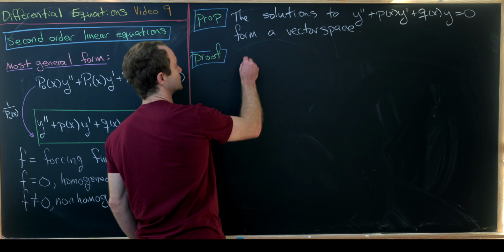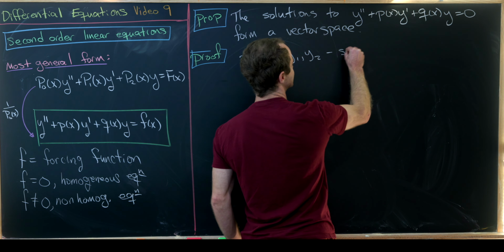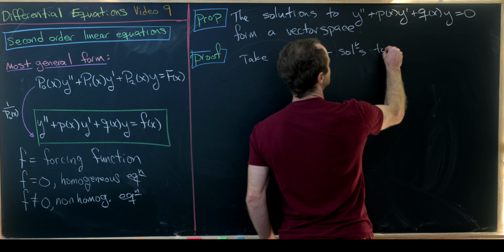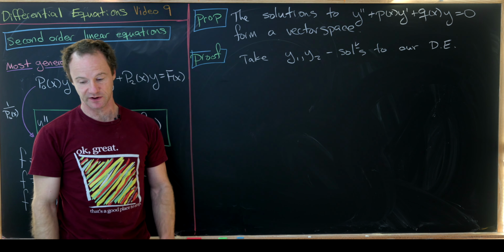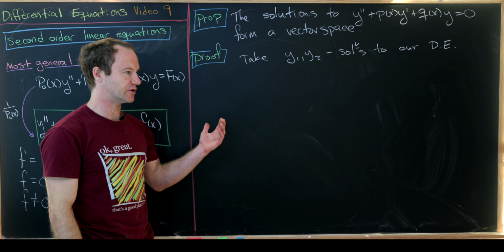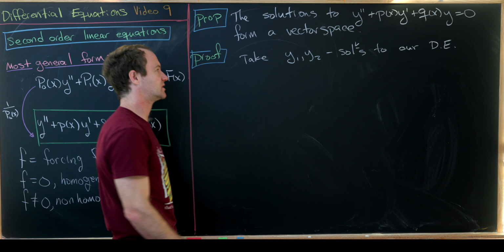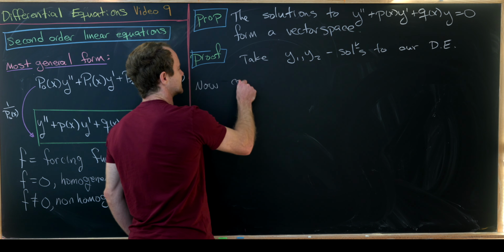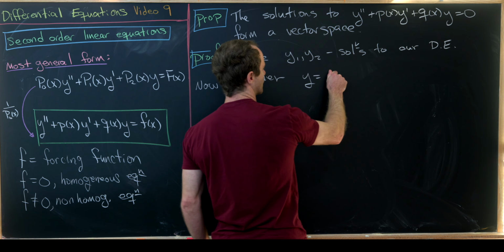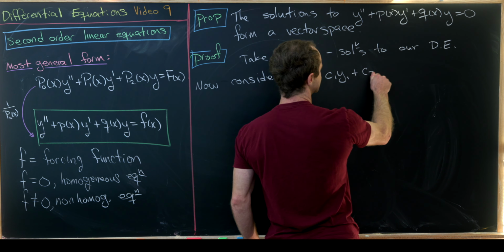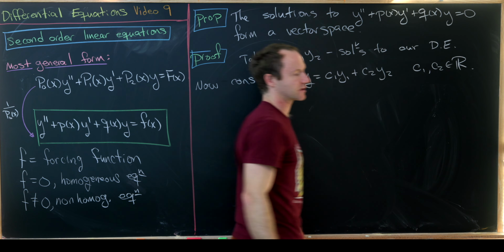So what we'll do is we'll take two solutions. So we'll take y1 and y2, and we'll say that these are solutions to our differential equation. And then what we'll do is show that any linear combination of these two solutions is indeed a solution. Okay, so now let's consider, like I said, any linear combination. So I'll call that linear combination y. That'll be c1 y1 plus c2 y2, where c1 and c2 are real numbers.